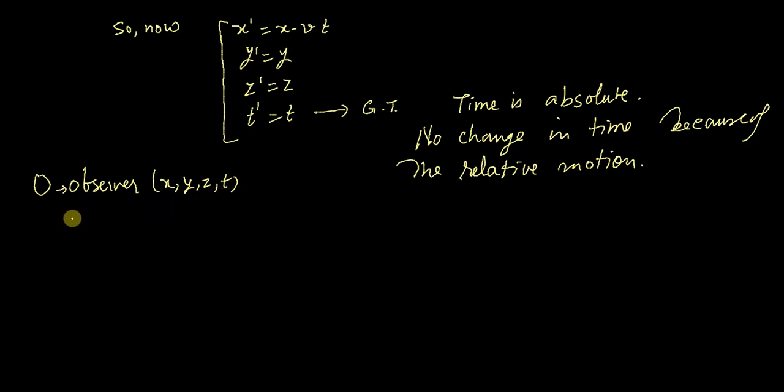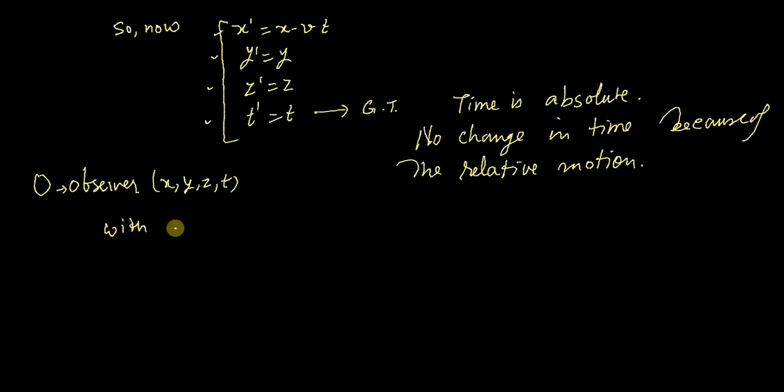So if he wants to visualize the event which occurs in the S prime frame, then he can find out the coordinates of that system by using these relationships in his system. This is a very important point. With the help of observer O's x, y, z and t, he can visualize the event in the S prime frame.